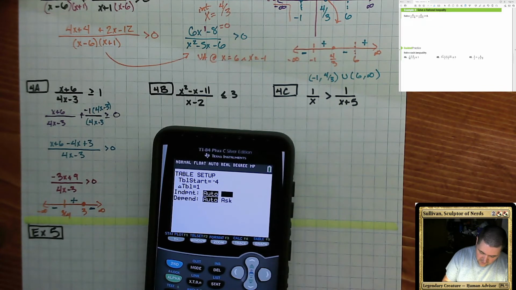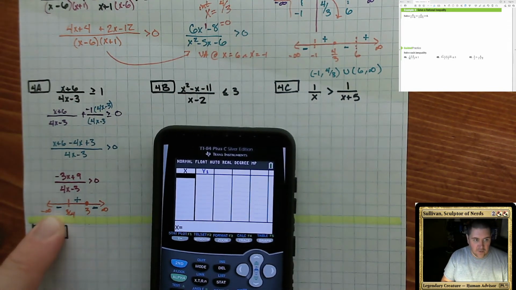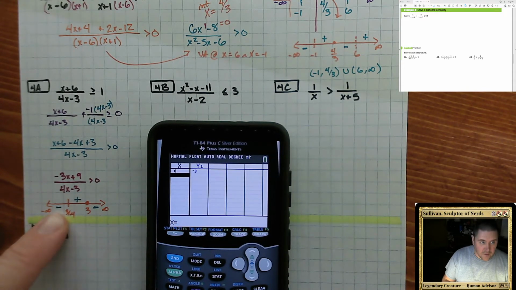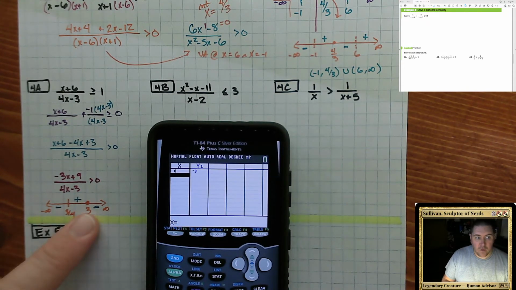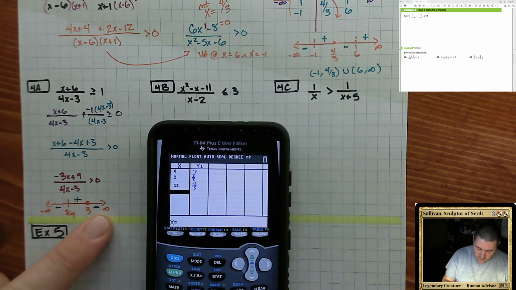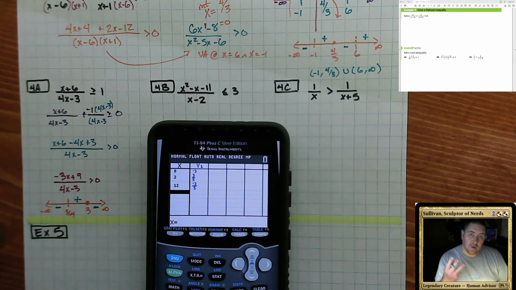Or I can also set this over to ask, and I can just test values in here. Something between negative infinity and 3/4, I'll test 0. Oh, hey, look, it's negative. Something between 3/4 and 3, I'll say 2. Oh, hey, look, it's positive. Something after that, like 12. Oh, hey, look, it's negative. So 3 options to run the test.